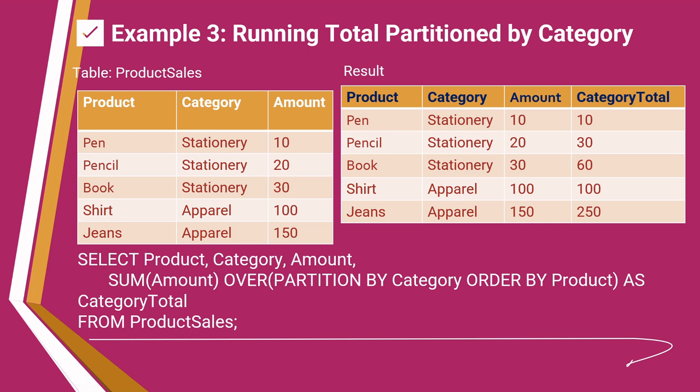Here, we partition by category so the running total resets when the category changes.